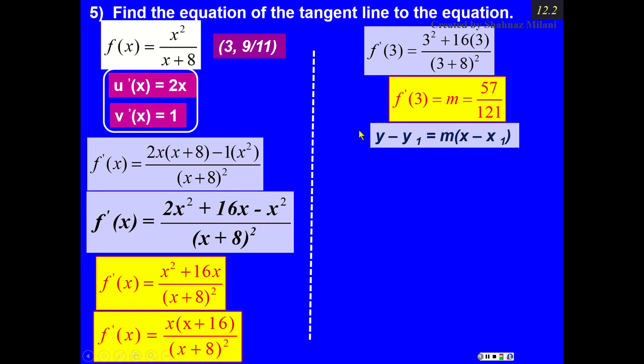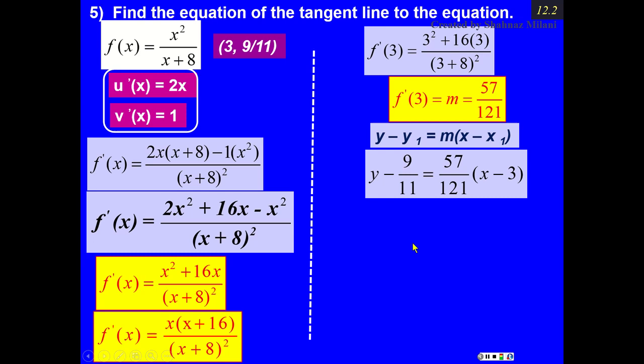y minus y1, where y1 is 9 over 11, is going to be equal to my slope. The slope is 57 over 121, then times x minus x1, where my x1 is 3. Now, we have to write that down in slope-intercept form. We have to simplify.